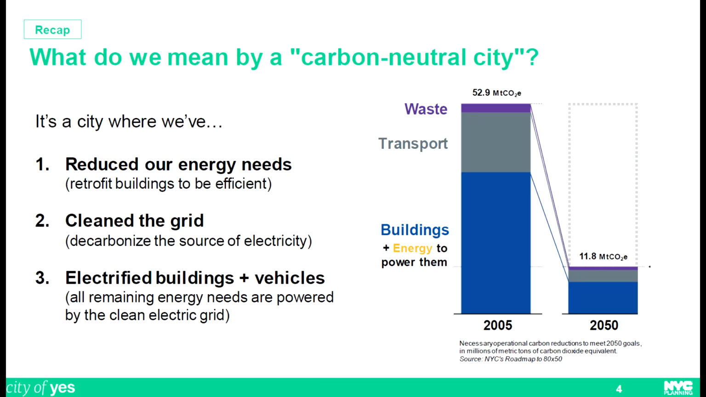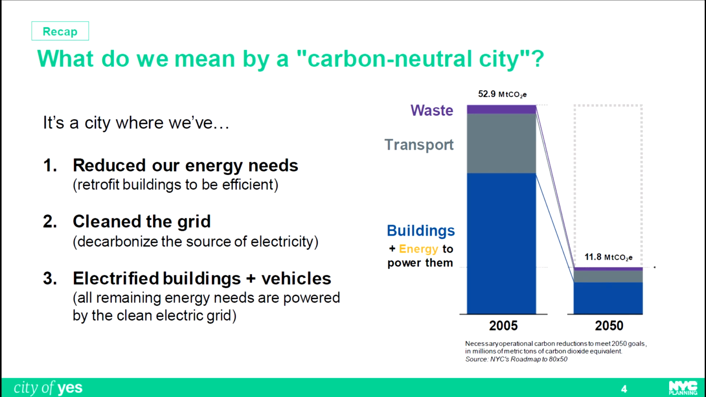In order to achieve a carbon neutral city, we need to first reduce our energy needs by retrofitting almost every building in the city to be more efficient. We need to clean the grid by switching from fossil fuels to renewables like solar and wind, and we need to electrify our remaining energy needs, including buildings and vehicles. As you see on the chart, buildings are responsible for the majority of our city's carbon emissions, so a lot of the proposals are focused on the building sector, but we'll also talk about proposals touching on transportation and waste.